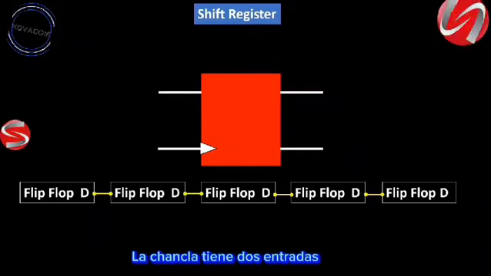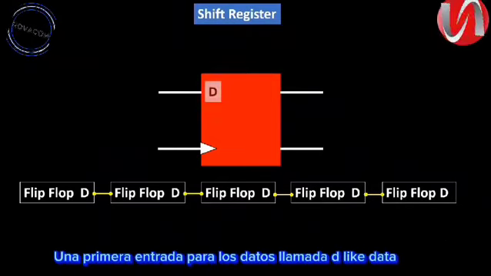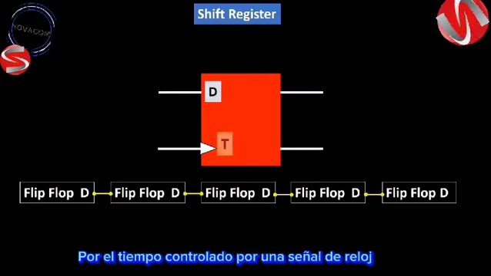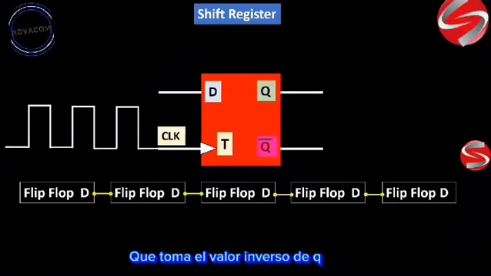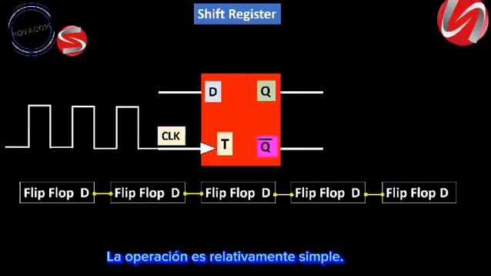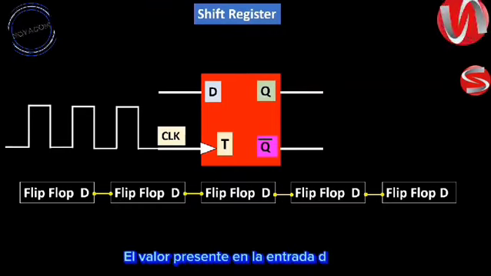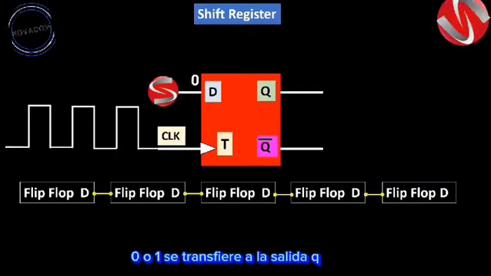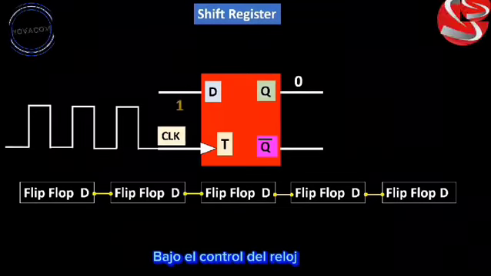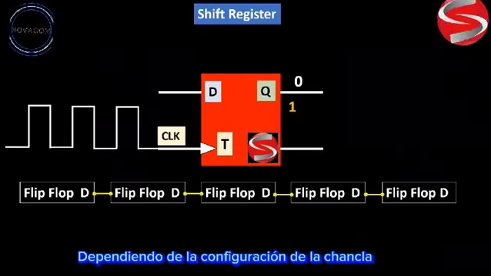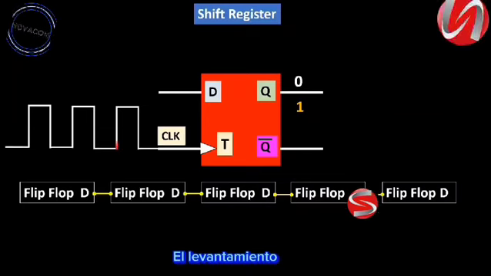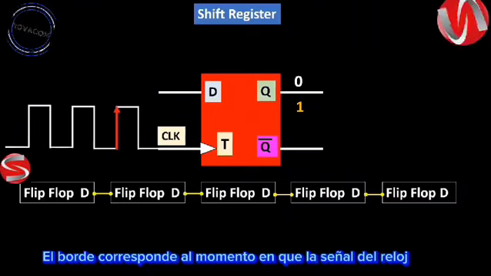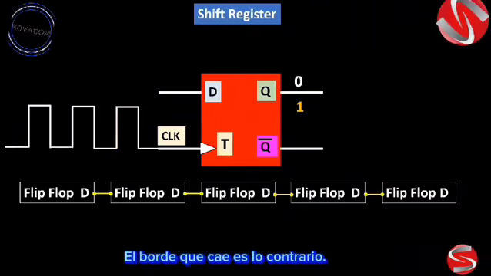It has two inputs. A first input for the data named D, like data, and a second input, T, for the time controlled by a clock signal. The D flip-flop has two complementary outputs, one called Q, and the other Q bar, which takes the inverse value of Q. The operation is relatively simple. The value present at the input D, 0 or 1, is transferred to the output Q under the control of the clock, T. Depending on the setting of the flip-flop, the exact moment of transfer is made either on the rising or falling edge of the clock. The rising edge corresponds to the moment when the clock signal passes from 0 to 1. The falling edge is the opposite.